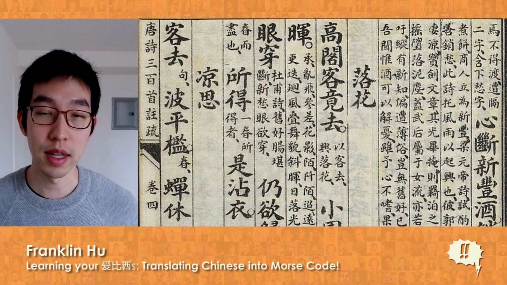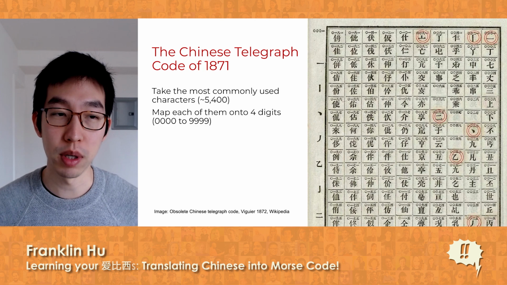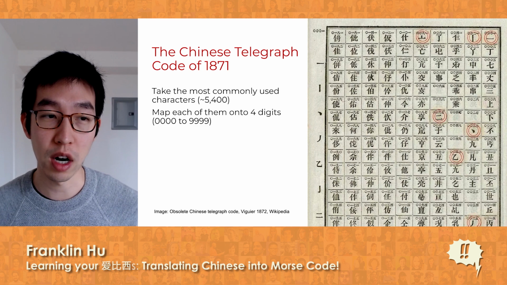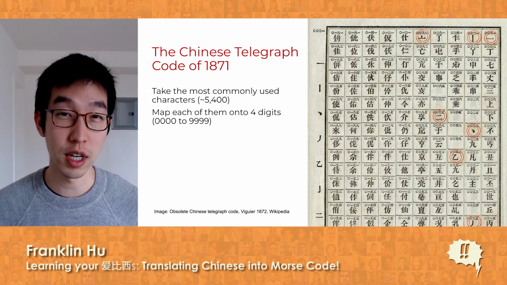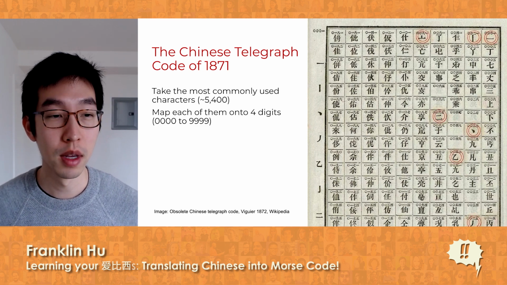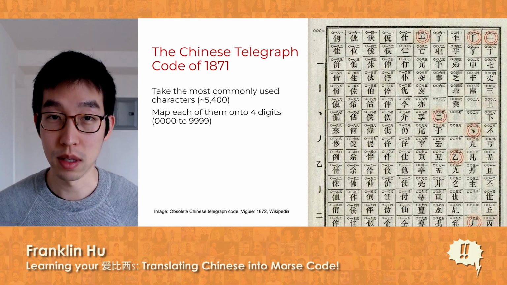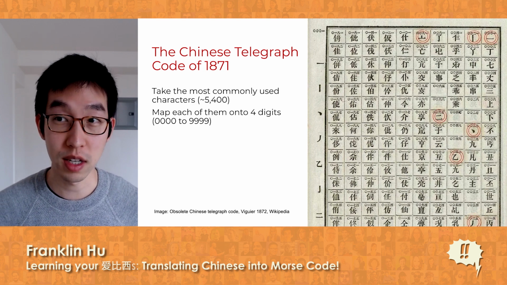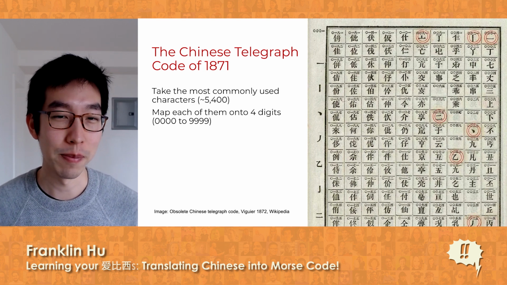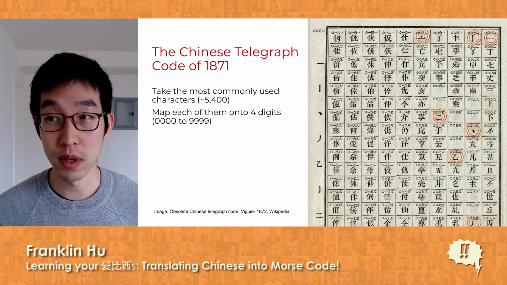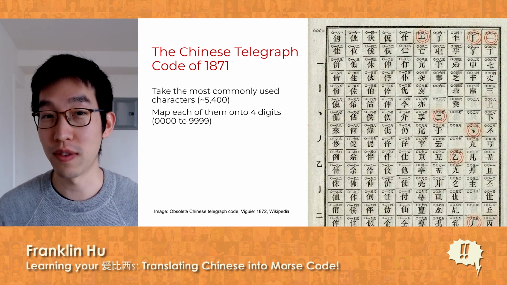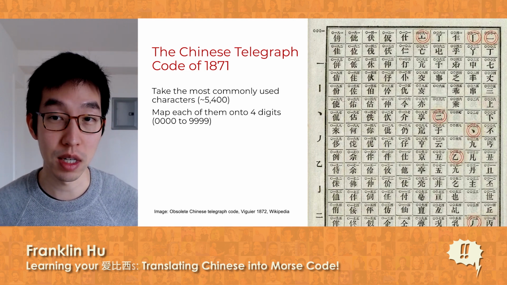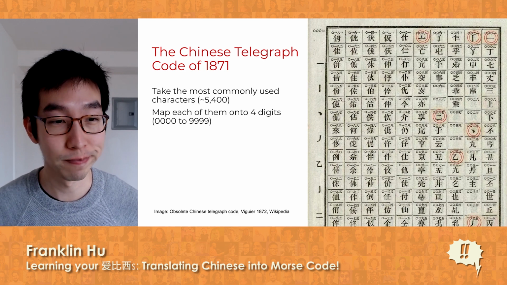So what ended up happening is that these first telegraph lines were built by European companies, being the Great Northern Telegraph Company of Denmark and the Eastern Extension A&C Telegraph Company of the UK. And since they were European companies in the 1800s, they naturally chose some Europeans to come up with the code. There were a couple of different iterations. The one that we're seeing here on the right is the Chinese Telegraph Code of 1871, which was put together by a French customs officer based in Shanghai named Viguier.